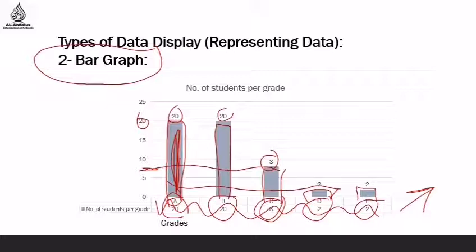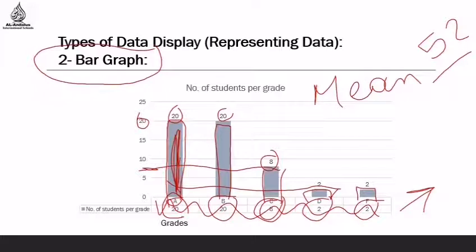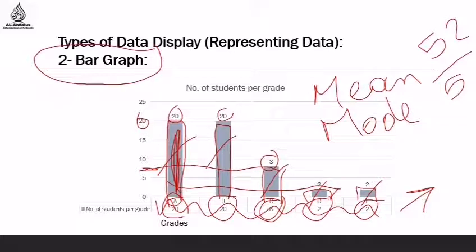Also here I can calculate the mean, which is again 52 divided by the number of grades, which is 1, 2, 3, 4, 5. So divided by 5. I can represent the mode, which is the most repeated value. But here I have two most repeated values. The 20 is repeated 2 times and the 2 is repeated 2 times. So the mode here is 20 and 2.